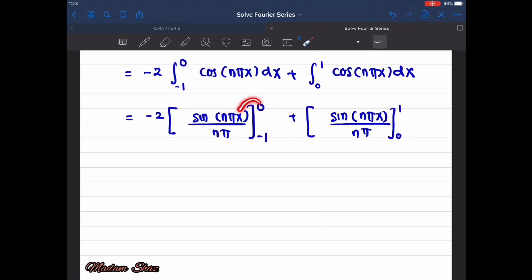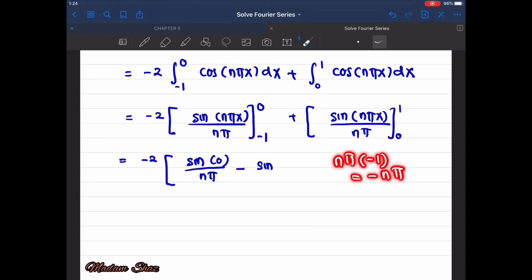So substitute 0 into x. Negative 2 times sine n pi multiplied by 0, and n pi multiplied by 0 will become 0. So this one will become sine 0 divided by n pi, minus sine, substitute negative 1 to the position of x, and n pi multiplied by negative 1 will become negative n pi. So this one will become sine negative n pi divided by n pi.